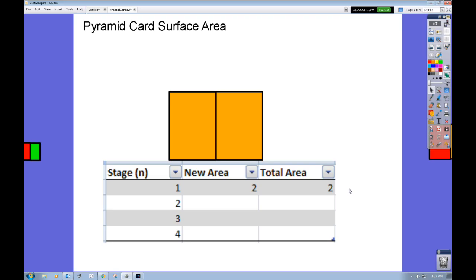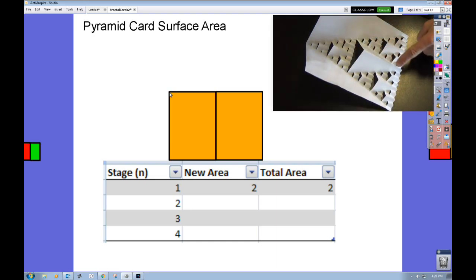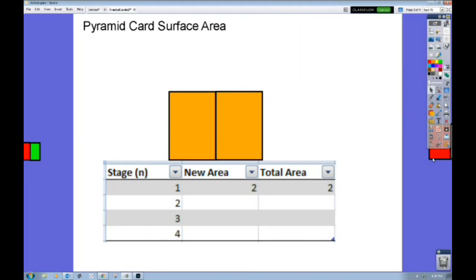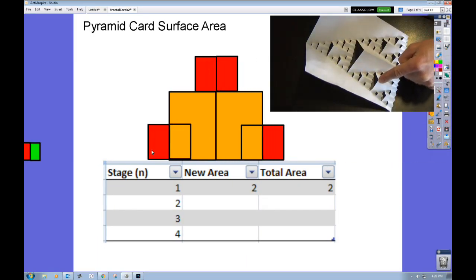Now we'll look at the surface area patterns for the pyramid card. Once again, it's given information that at stage 1, the first cell or box has a surface area of 2 square units. What happens at stage 2? At stage 2, you have 3 new cells popping out of your page.